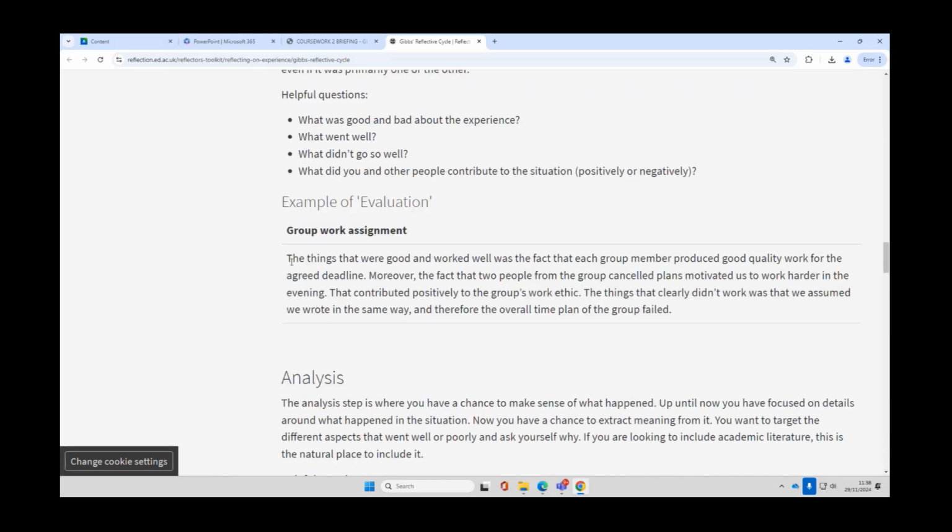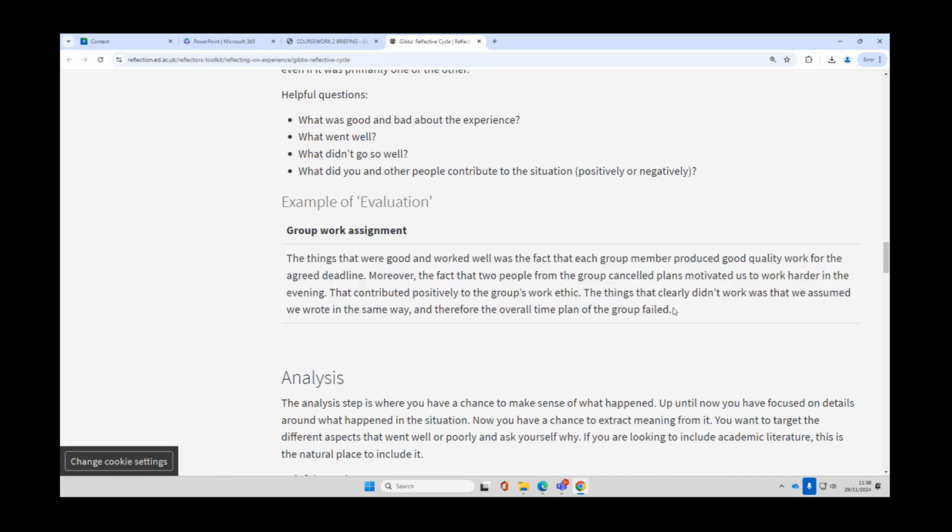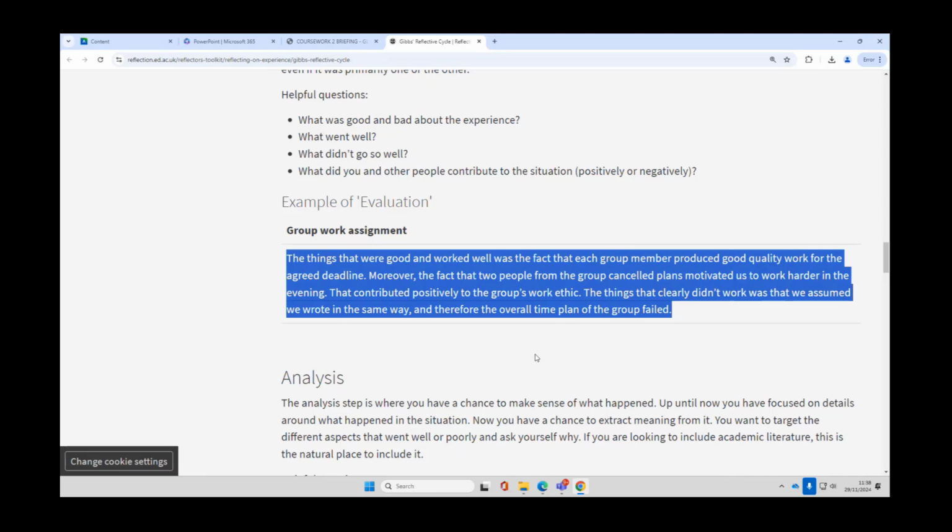Evaluation. The thing that we were good at and worked well was the fact that each group member produced good quality work for the agreed deadline. That may or may not be the case. Moreover, the fact that two people from the group canceled plans motivated us to work harder in the evening. That contributed positively to the group's work ethic. The things that clearly didn't work was that we assumed we wrote in the same way, which is again something that people assume, and therefore the overall time plan of the group failed.